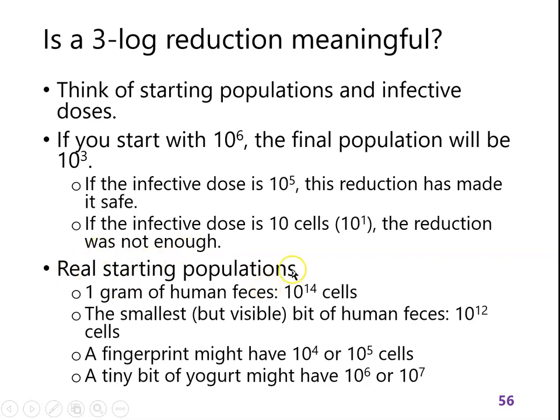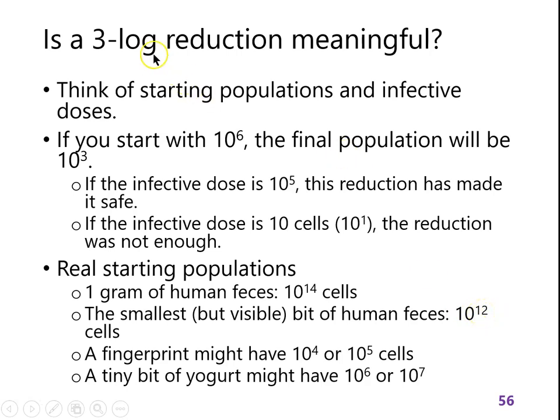So here are some examples of starting populations of microorganisms. What comes to mind is human feces, because that's the thing we're most worried about cleaning up, right? That's what we would clean if we saw it. We would want to disinfect that. If you have 1 gram of human feces, that's roughly 10 to the 14th bacterial cells. That's the most concentrated bacterial cells you will ever find in nature. The smallest but visible tiny bit of human feces you would have to clean up is probably around 10 milligrams. That would be 10 to the 12th bacterial cells.